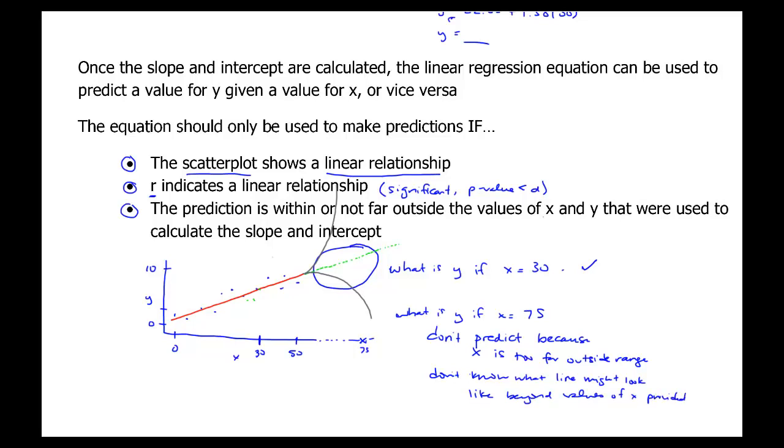So again, we don't really know what the line might look like beyond those values of x that we used to calculate our equation. So always check that. When it asks you to predict a value of y given x, make sure that x is within your range, or at least not very far outside the range.